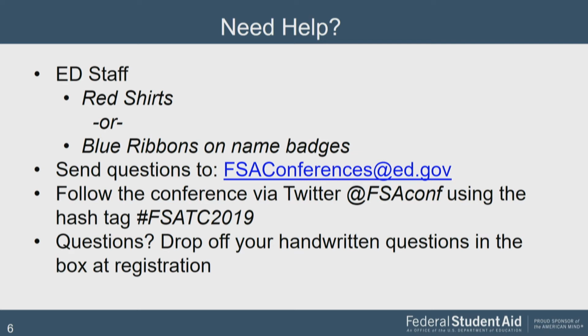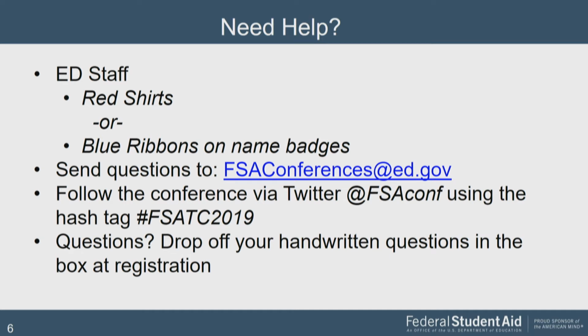And that red shirt may not be on stage presenting material, but they'll be out in the corridors giving directions and answering any questions you have. So if you need help, find a Department of Ed staff wearing a red shirt, or find any Department of Education staff that has a blue ribbon on the name badge that's attached to their shirt or jacket. You can send questions to this email address you see here, FSAconferences@ed.gov. You can even follow the conference via our Twitter feed. You can see the Twitter handle and the hashtag on this slide. Or if you have questions, you can drop them off in the handwritten questions box at registration.